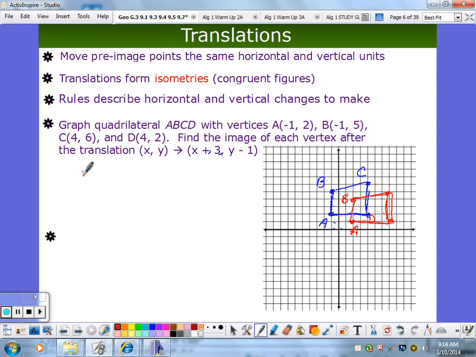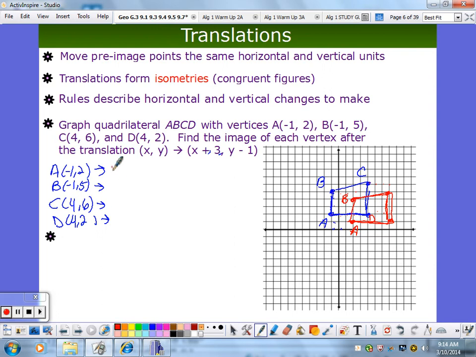Now what we're going to start doing here is being a little more rule-oriented. So what you do is you write your original points down. A is (-1, 2). B is (-1, 5). C is (4, 6). And D is (4, 2). We're going to do the translation based on how this works.